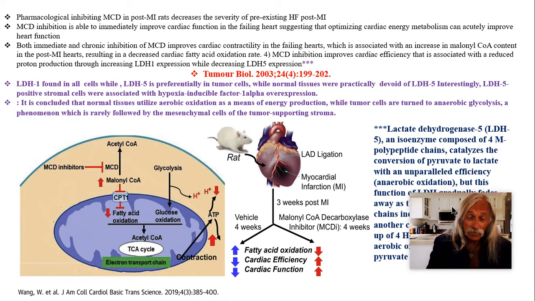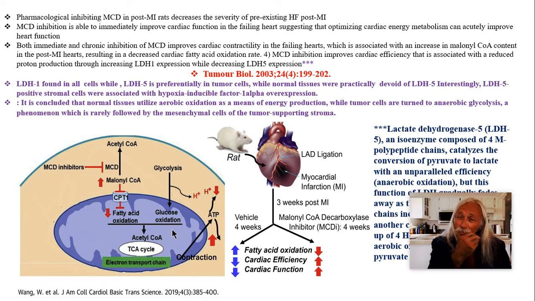Okay, now what all this means is it's concluded that normal tissues utilize aerobic oxidation, okay, normal oxidation, as a means of energy production, while tumor cells are turned into anaerobic glycolytic systems. That's a phenomenon which is rarely followed by the mesenchymal cells of a tumor-supporting stroma, which normally likes to use fatty acids and fatty acid oxidation. Okay? So this is a really important thing.